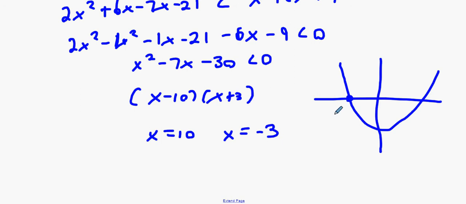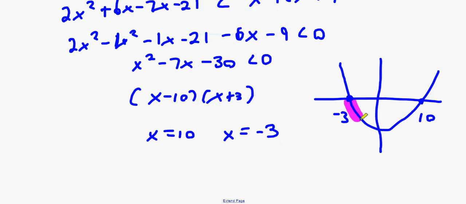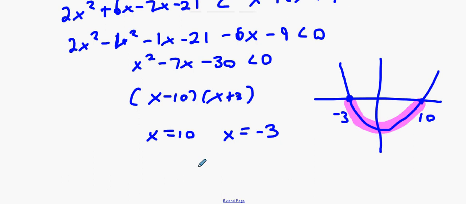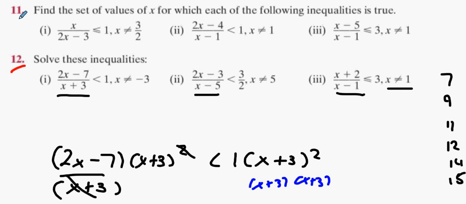Minus 3 and 10. So we're going underneath, aren't we? So that's underneath, just there, isn't it? So what do we get then, guys? Minus 3 less than x less than 10. Is that okay? Cool. Alright, you're going to do all these questions in the same manner. The likes of question 11 and question 12, you're always going to get the denominator and multiply both sides by the square of the denominator. Everybody cool with that? That's the gist of those questions.